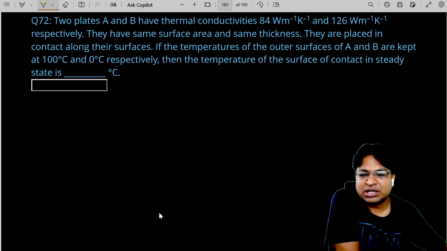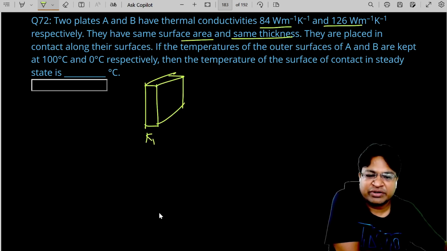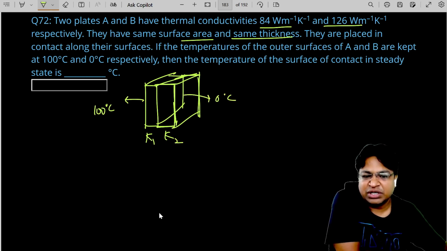Two plates have thermal conductivities K1 and K2, which are given. So let's say this is a plate, and K1 is given to us. They have the same surface area and the same thickness. And K2, they are joined like this. They're the same thickness, guys, although it may not appear so in my figure. And this is K2. They are in contact. The temperature of the outer surface of A is 100 degrees Celsius and here the temperature is 0 degrees Celsius. Obviously, there would be a heat flow through them. We want to know the temperature of the surface of contact.